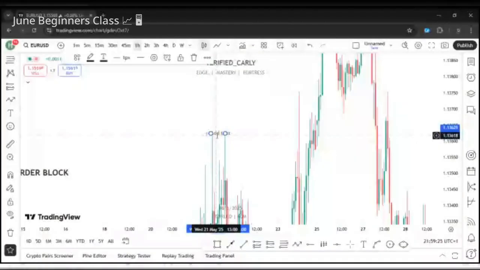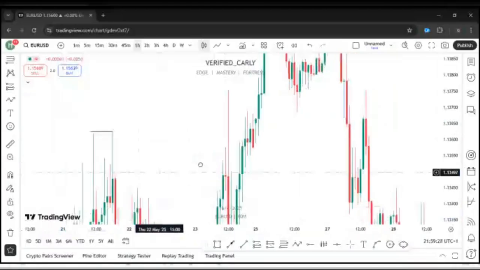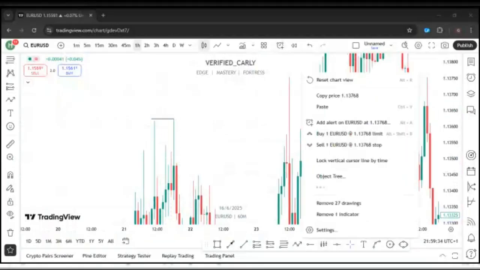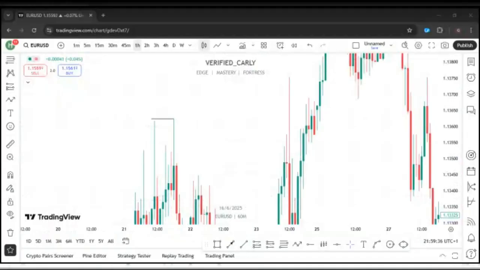So if you are looking at this chart now, you know that what's wrong with these people?